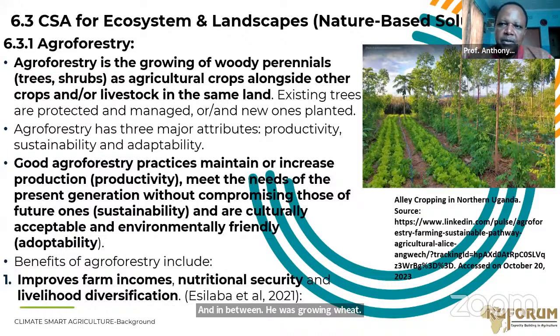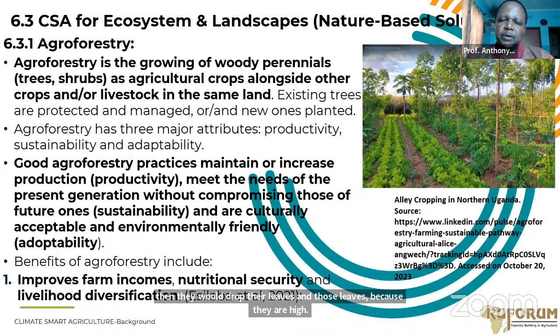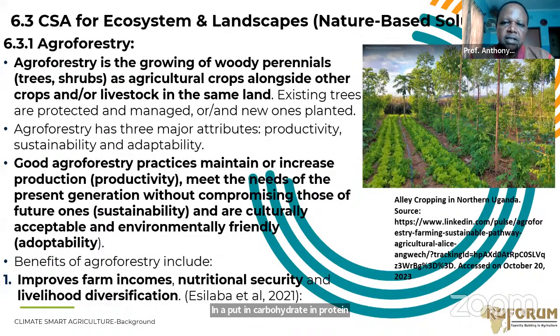So we would lop the Leucaena branches when we don't have wheat and leave them on the ground during the summer, and then they would drop their leaves, and those leaves, because they are high in carbohydrate and protein, would be assimilated into the soil and would contribute towards an integrated kind of nutrient management system. And then when we grow the wheat later on in the winter, we would not use a lot of nitrogen fertilizers. So agroforestry has a lot of advantages.